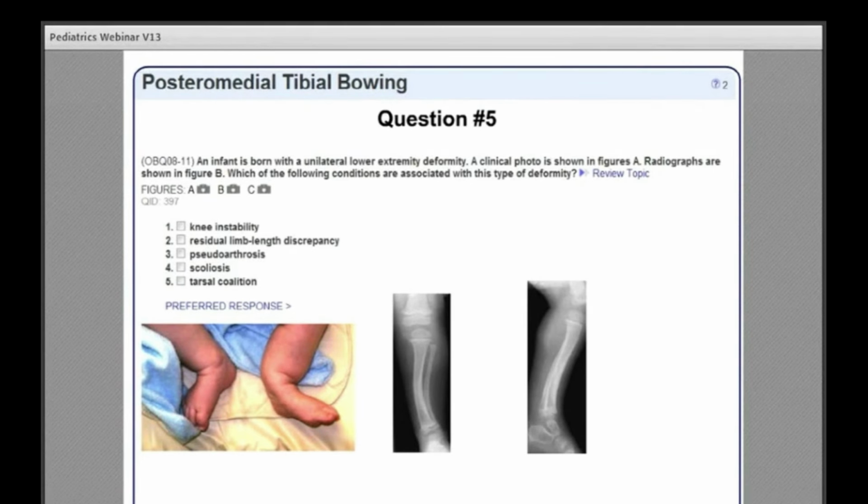As you can see in the photograph of the child in the lower left, this is a very alarming or stark appearing deformity, which can be alarming to the family, as well as the treating physician if they're not aware of the disorder. In the AP and lateral radiographs seen on the right-hand side of the slide, you can see definite posterior and medial bowing of this lower extremity.